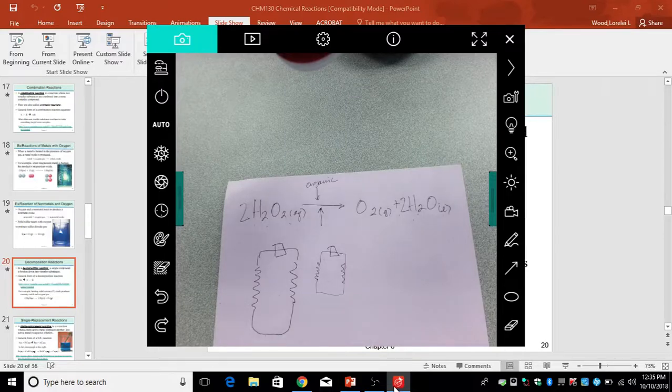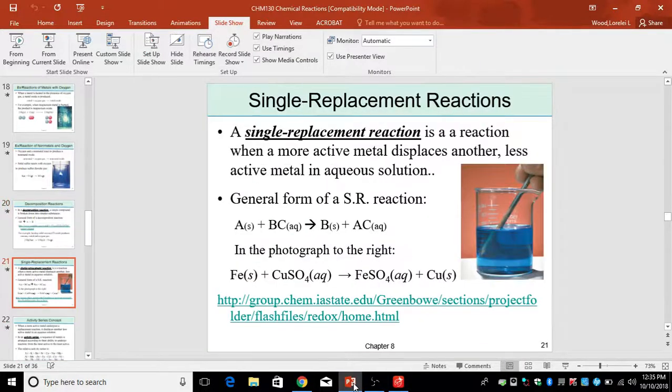Matter, which says matter cannot be created or destroyed. All right? Single replacement. Single replacement is where one metal will replace another metal. Now, this one is a little bit more difficult to see. We're actually going to do a lab next week where you see a whole lot of these single replacement reactions. And single replacement in general form you see here in the PowerPoint.